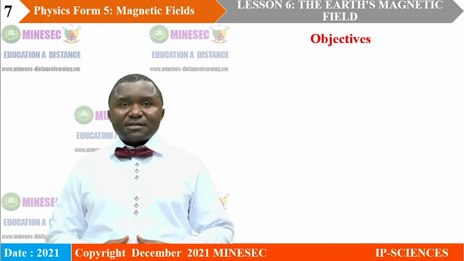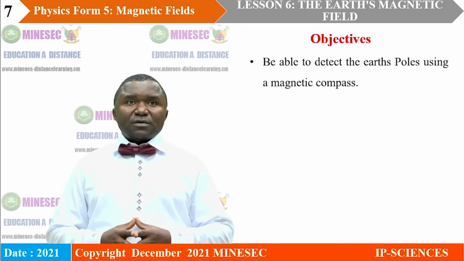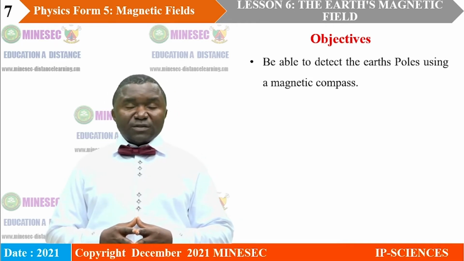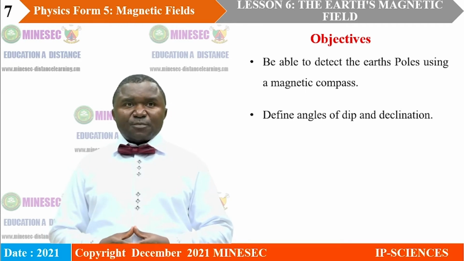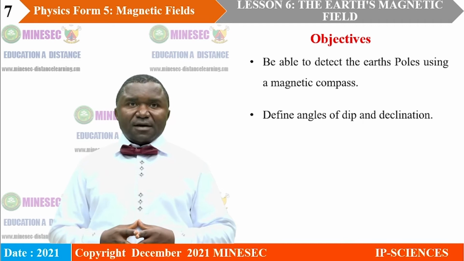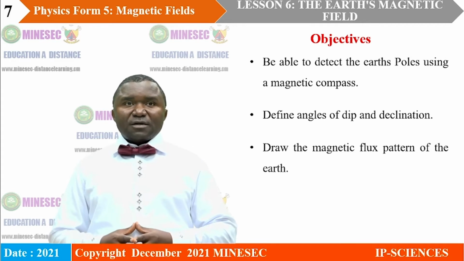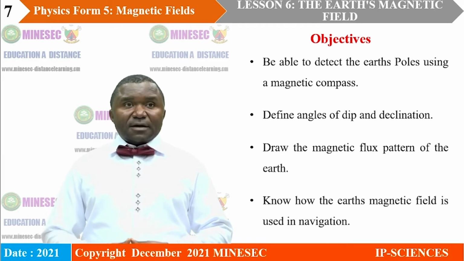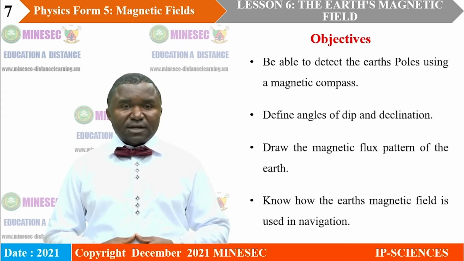At the end of this lesson, every learner is expected to be able to detect the Earth's poles using a magnetic compass. You are equally expected to be able to define the angles of dip and declination, draw the magnetic flux pattern of the Earth, and know how the Earth's magnetic field is used in navigation.